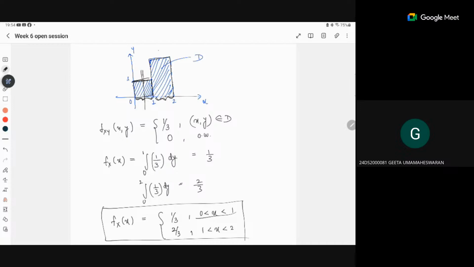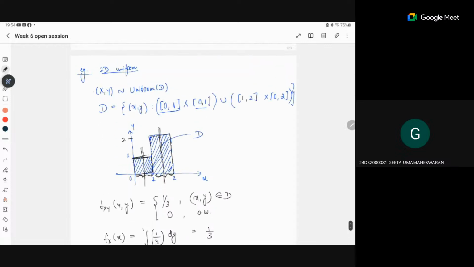And in the second region, for x between 1 to 2, my y is varying from 0 to 2. No, my question was that the area for the region 0 to 1 is 1, right? And the other one is 2. So do we not have to integrate from 0 to 1 of 1 dy plus from 0 to 2 of 1 by 2 dy?